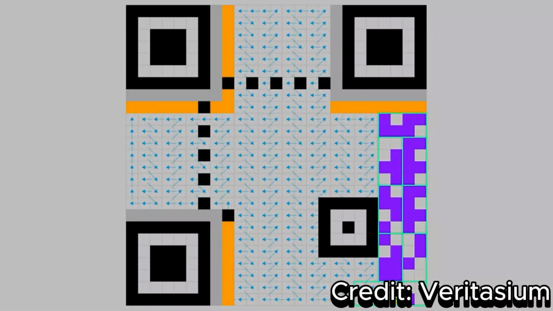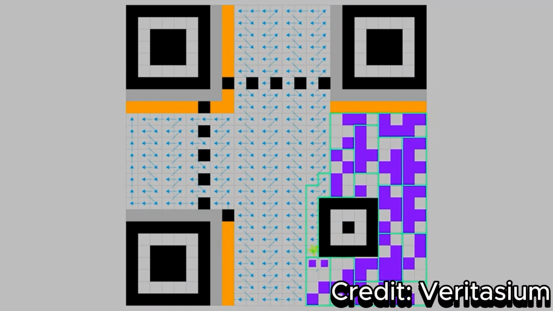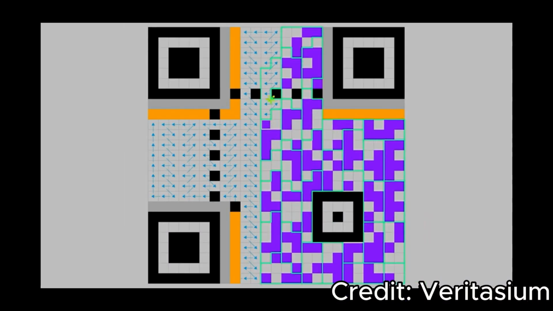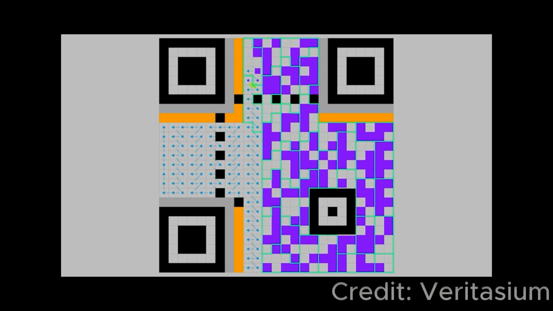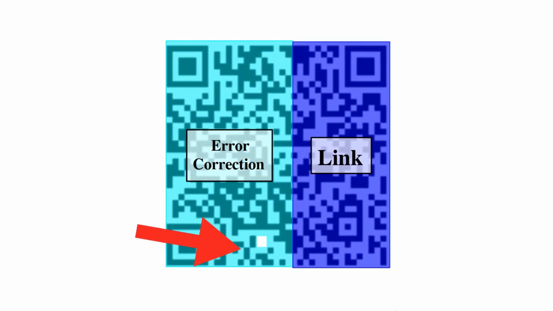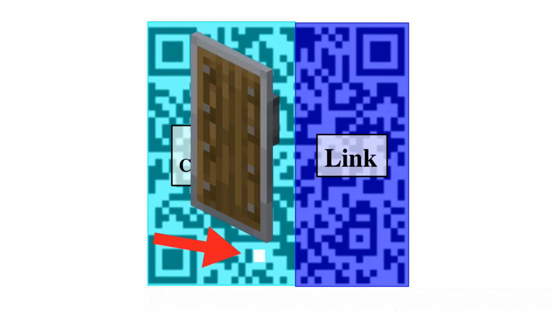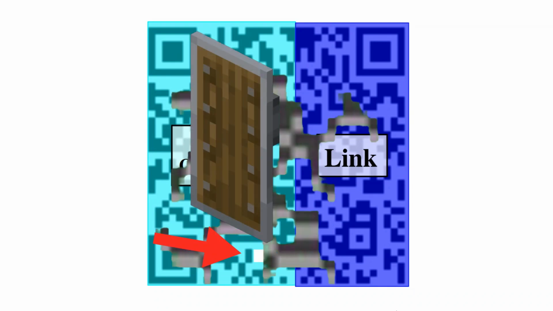Next, in a 2-module wide pattern going up and down is the link, if it was translated into the language of modules. That's not a language. I don't know why I'm saying language. After that, there are 4 white modules, separating the link to the error correction, which is the shield of the QR code, in case it gets damaged.